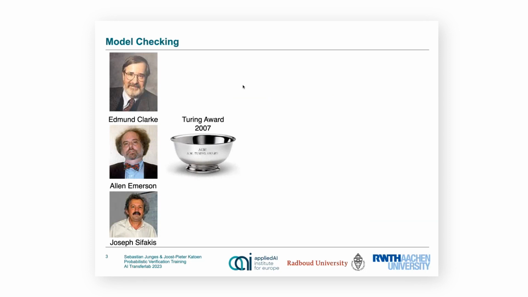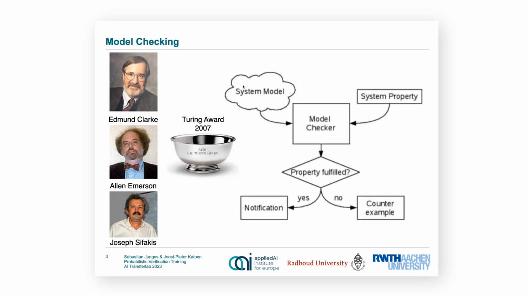This has been, let's say, very successful in the past. The originators of model checking received the Turing Award a couple of years ago. And the idea here is that you have a model of the system. This could be a robot, an autonomous car, or a piece of hardware and so on, and you have a property that you would like to check. You put this into what is called a model checker, which is typically a software tool. And that provides you with the output that either the property is satisfied or, if not, it also provides you with a counterexample that you can use to understand why your model does not satisfy the property.